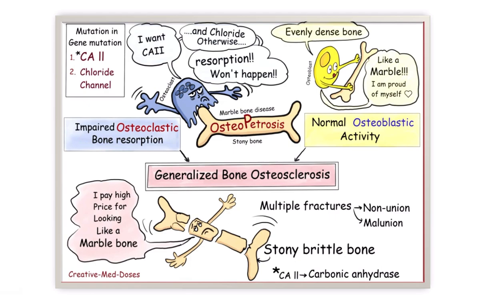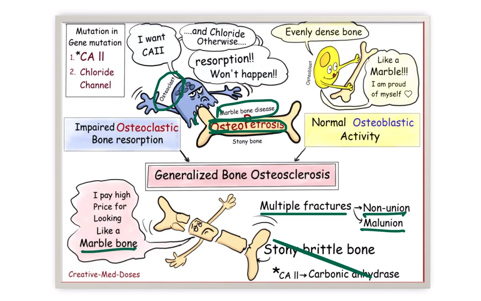Now see the osteopetrosis. Here we can see the osteoclast, and what does the osteoclast do? It causes osteopetrosis, or marble bone disease, through excessive destruction of the bones. Here we can see this excessive destruction of the bone. And what occurs? Generalized osteosclerosis occurs, with multiple fractures, and it is also responsible for non-union and malunion, that is, stony, brittle bone. And also here we can see the marble bone.